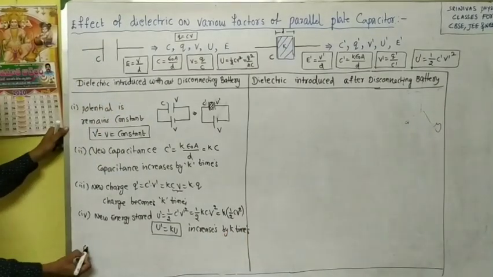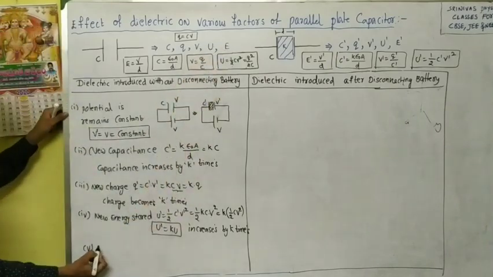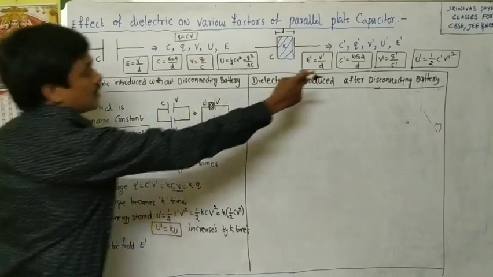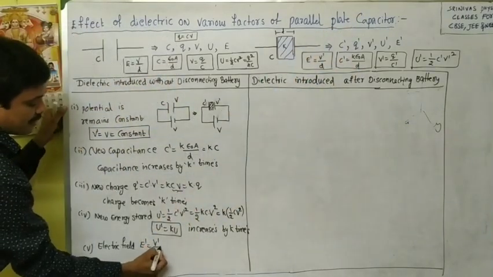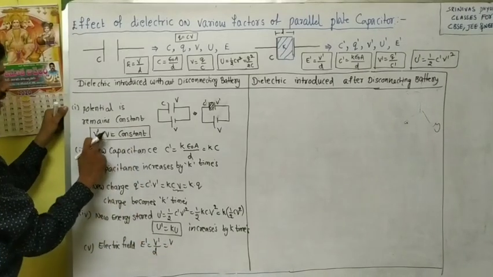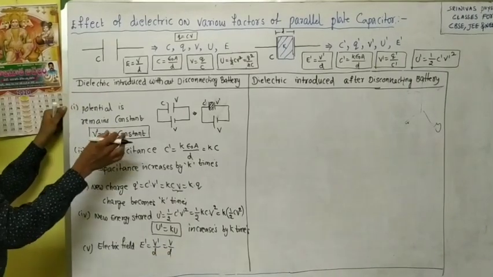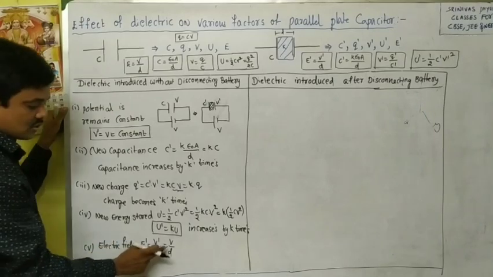The fifth point is the electric field. The new electric field in between the two plates of the capacitor. After introducing the dielectric slab, what happens? New electric field equals new potential by new separation. But potential is constant, V dash equals V, and D is the distance between the plates. Potential does not change, distance does not change, that's why the electric field also does not change.